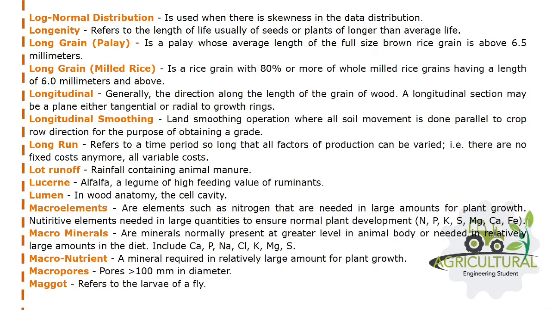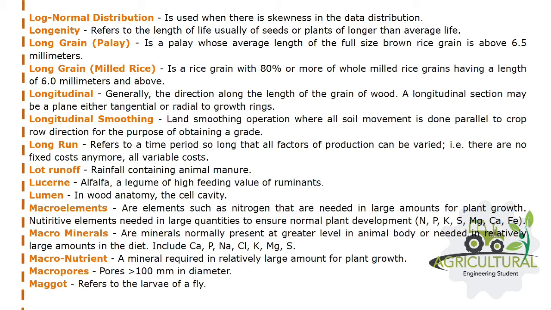Log normal distribution is used when there is skewness in the data distribution. Longevity refers to the length of life, usually of seeds or plants, of longer than average life. Long grain palay is a palay whose average length of the full-size brown rice grain is above 6.5 mm. Long grain milled rice is a rice grain with 80% or more of whole milled rice grains having a length of 6.0 mm and above. Longitudinal, generally, the direction along the length of the grain of wood. A longitudinal section may be a plane either tangential or radial to growth rings.